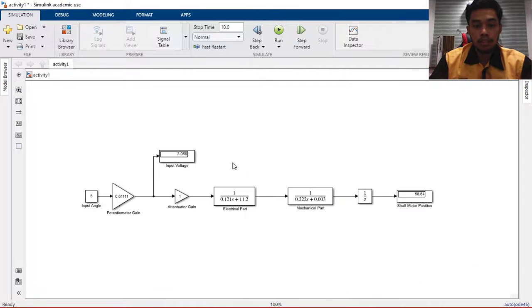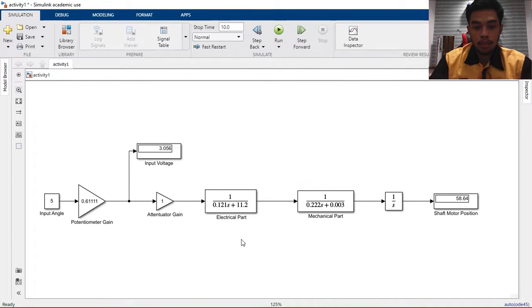In this block diagram, I will only show two values: clockwise and anti-clockwise when the input angle is set to 5, and clockwise and anti-clockwise when the input angle is set to 10. The block diagram consists of input angle, distributor, actuation gain, electrical part, mechanical part, integrator, and the values that we need to observe, which are the input voltage and the shaft motor position.